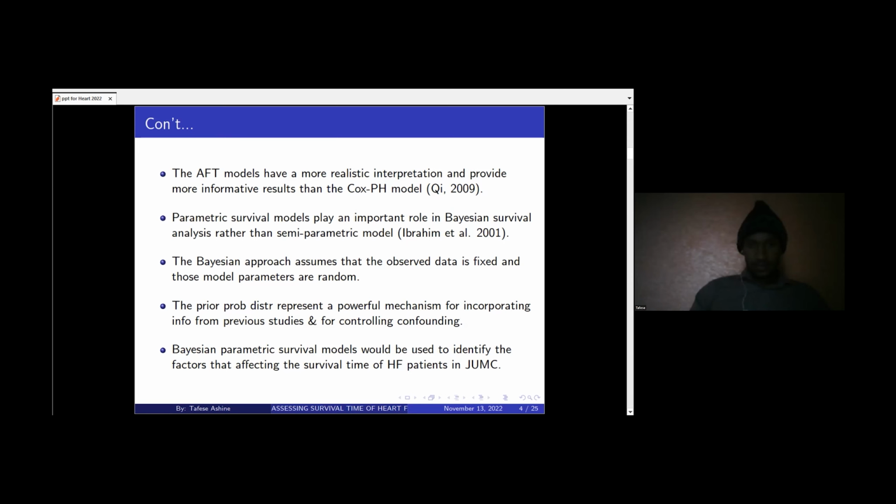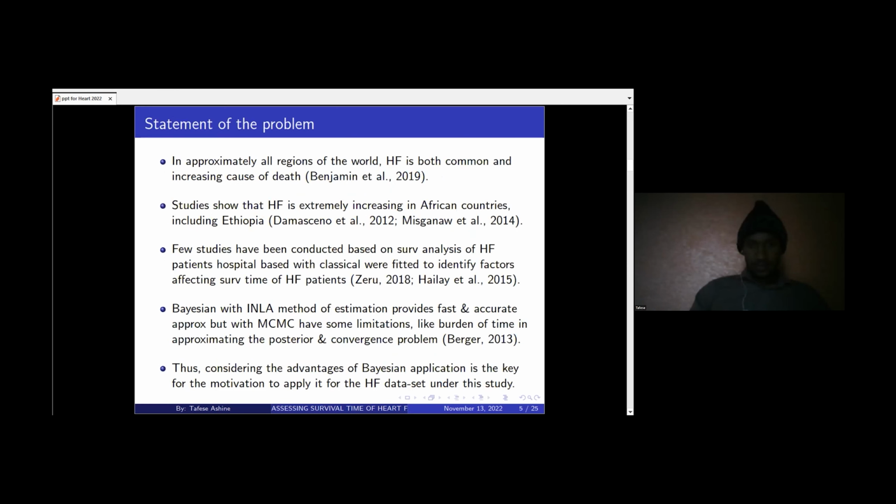Statement of the problem. In approximately all regions of the world, heart failure is both a common and increasing cause of death. A few studies have been conducted based on survival and risk of heart failure patients. Hospital-based studies with classical models were fitted to identify factors affecting survival time of heart failure patients. Finally, the Bayesian approach with integrated nested Laplace approximation provides fast and accurate approximation.